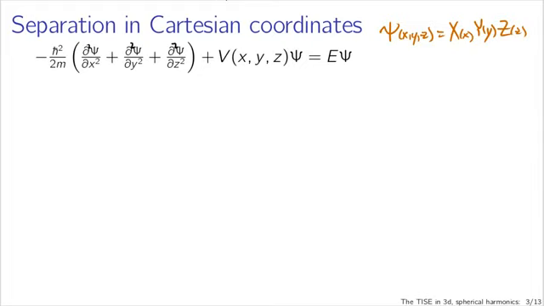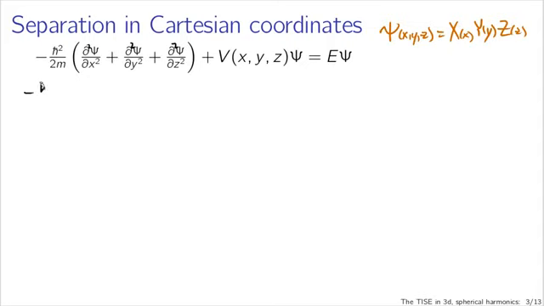We get something that we can actually separate out into three separate but coupled ordinary differential equations. So substituting in psi as a product of x, y, and z in, say, this term. This term is a second partial derivative with respect to x. That second partial derivative is only going to act on the part of psi that depends on x. It will ignore the parts that depend on y and z.